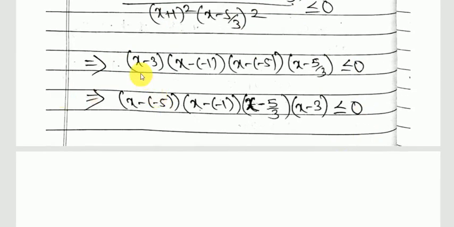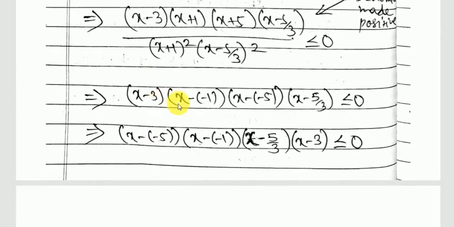Next step, I had told you that you should write in ascending order, and wherever you see plus, write it as minus. That's why x minus 3, x plus 1 becomes x minus minus 1, x plus 5 becomes x minus minus 5, and x minus 5/3, done. Now write in ascending order: x minus minus 5, then minus 1, then 5/3, then 3.